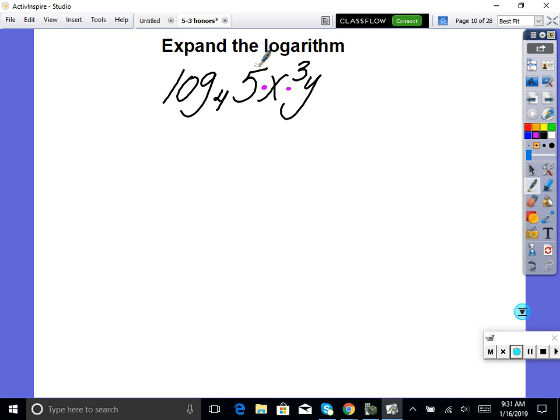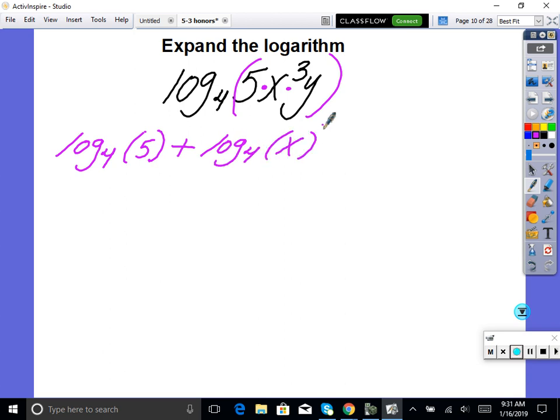So these are all log base 4s. Technically that's in parentheses. It's just this book's kind of lazy and doesn't write it. So we can write this as separated logarithms. This is log to the base 4 of 5. Because it's a times sign, it's a plus sign. Plus log to the base 4 of x cubed, right? Times sign, so plus sign. Log to the base 4 of y.